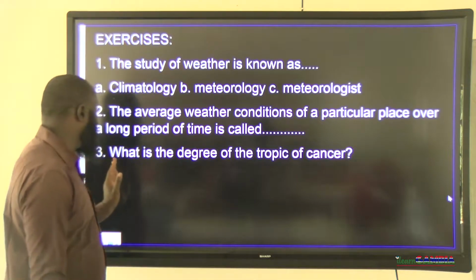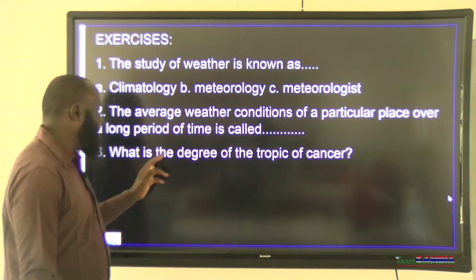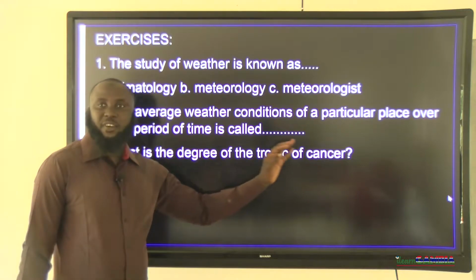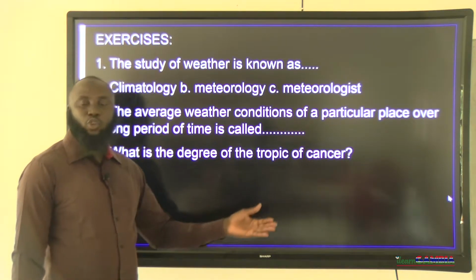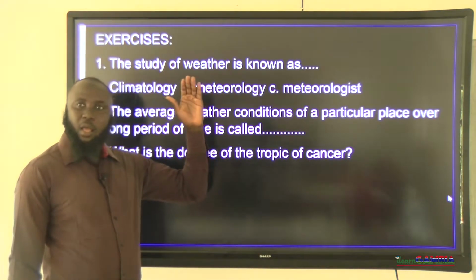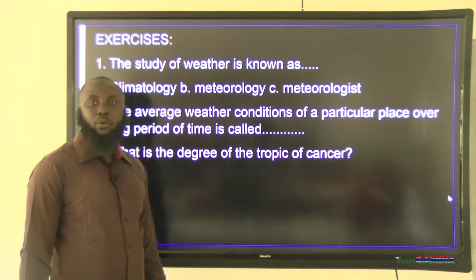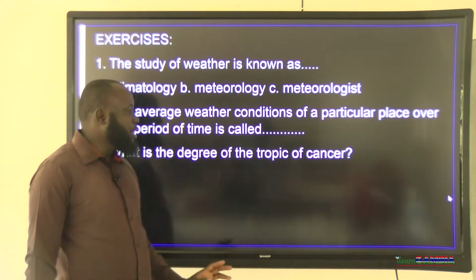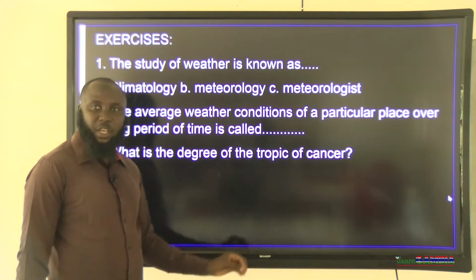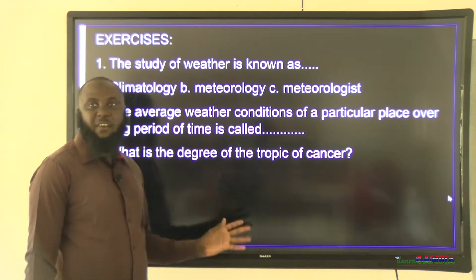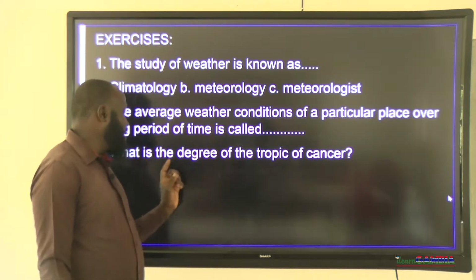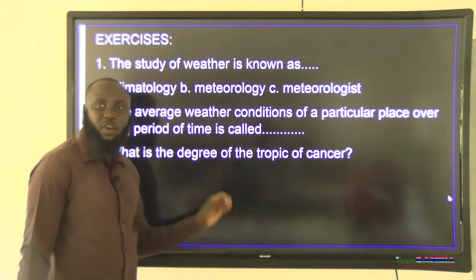And the last question, question number 3, reads, what is the degree of the Tropic of Cancer? Remember, there are 2 tropics. You have the Tropic of Cancer, which is in the north, and the Tropic of Capricorn, which is in the south. The correct answer here is 23.5 degrees north. That is the degree of the Tropic of Cancer.